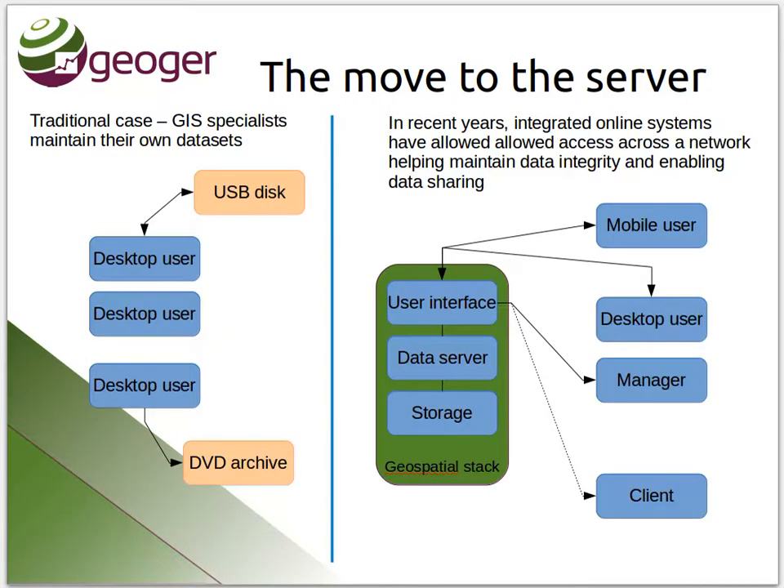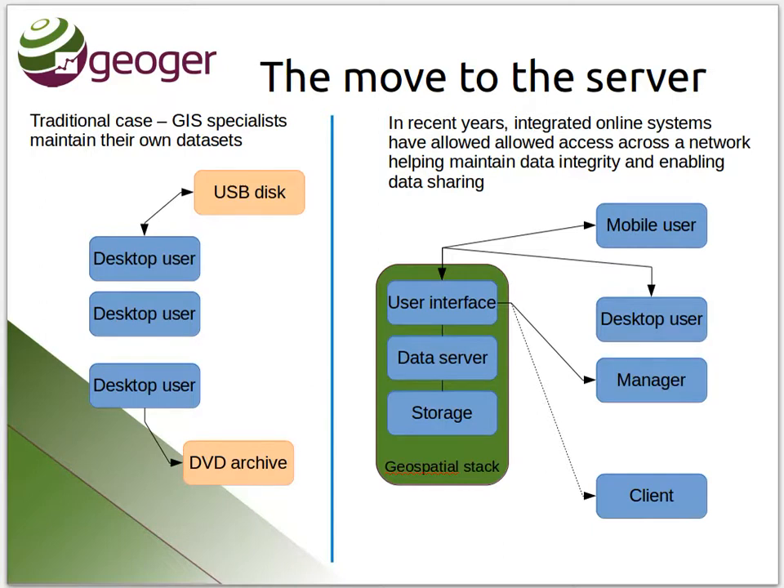So there's been a bit of a change in recent years in terms of how GIS systems have been set up. Traditionally, there's been a software package that a user has installed onto their desktop, and then they've managed to get some data from somewhere. It might be a USB disk or a DVD archive, and they're in charge of the data and the analysis, and the only person that can see any of that is the person who's sat at that desktop, or someone who gets called over to look over their shoulder.